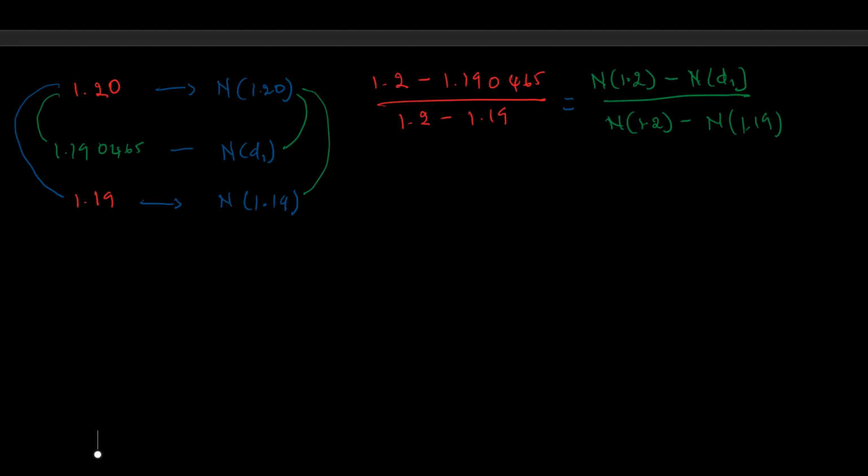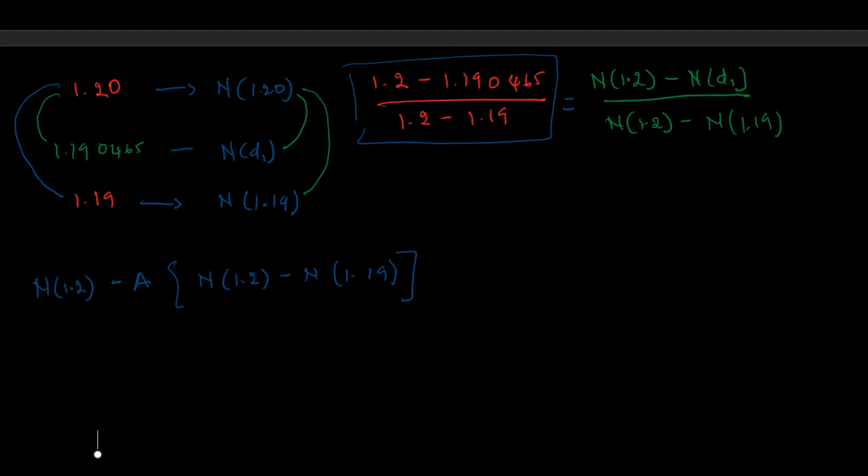And so we can essentially solve for ND1, and so from here I'm going to call this whole term here, because those are values, let's call that A, is going to be equal to that term that we have here. So what I'm going to have is A multiplied by N1.2 minus N1.19. That's going to give me that product, and so I'm going to do N1.2 minus that, and that should be equal to ND1.